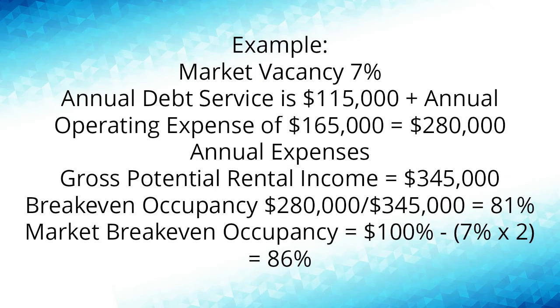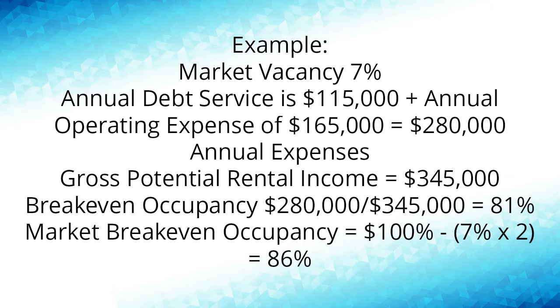So for an example, the market vacancy is 7%. Annual debt service is $115,000 plus an annual operating expense of $165,000 equals $280,000 in annual expenses. Gross potential rental income is $345,000. Again, gross potential rental income. So gross and potential, to me, means the most it could potentially make per month. Not what it's actually making per month, but the gross potential. What you could potentially make.